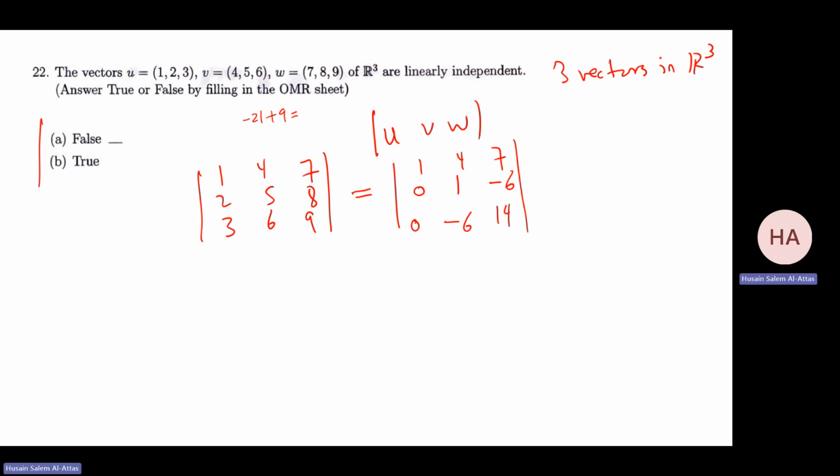This is 1, 4, 7. Multiply by minus 2 and add, this is minus 3. Sorry, minus 2. Multiply by minus 2 and add, this is minus 2, this is minus 6. Multiply by minus 3 and add, this is minus 6. Minus 3 and add, this will be 12.